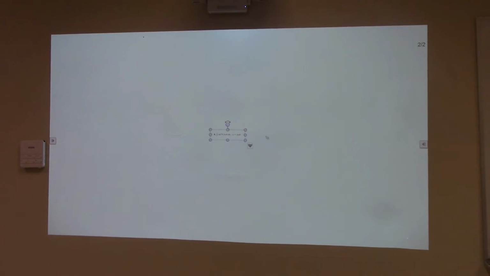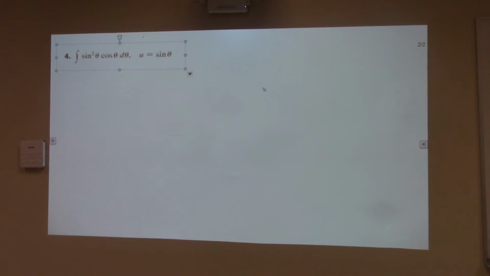All right, this one's kind of simple. Now that you know how to use substitution, you should be able to. It says sine squared theta. That's what that says. I know it's blurry, but all right, try it.